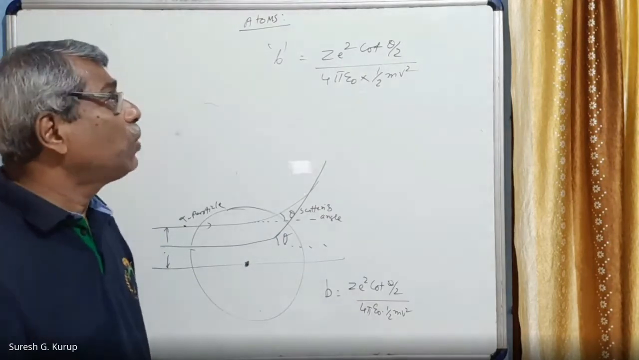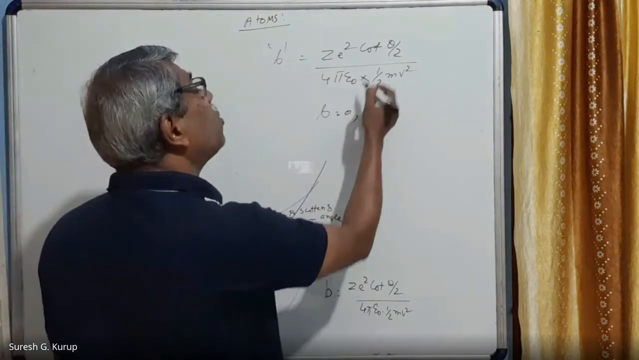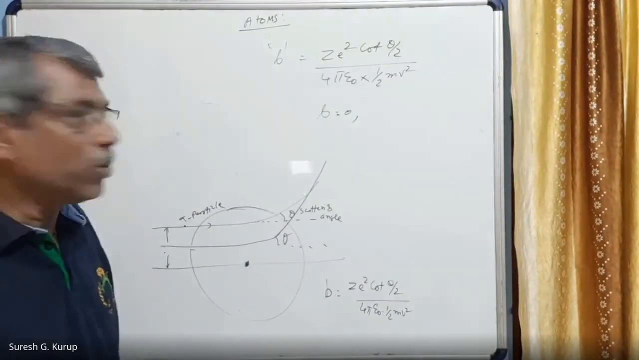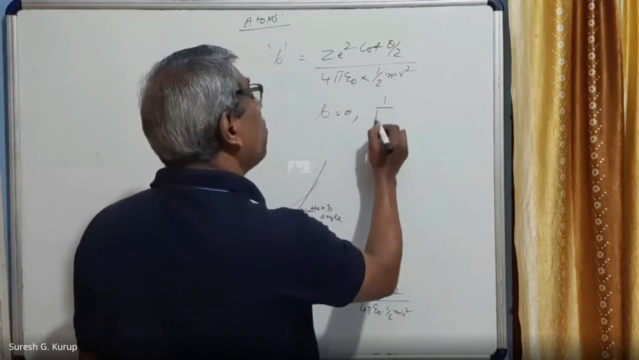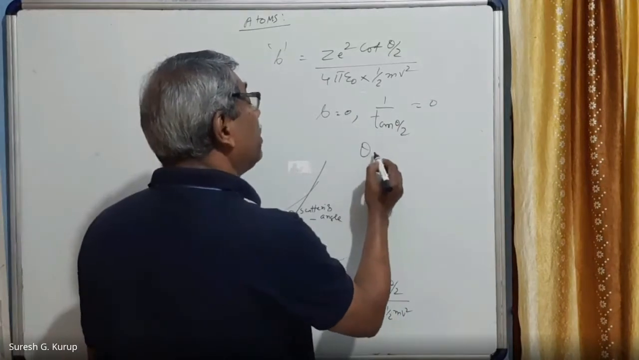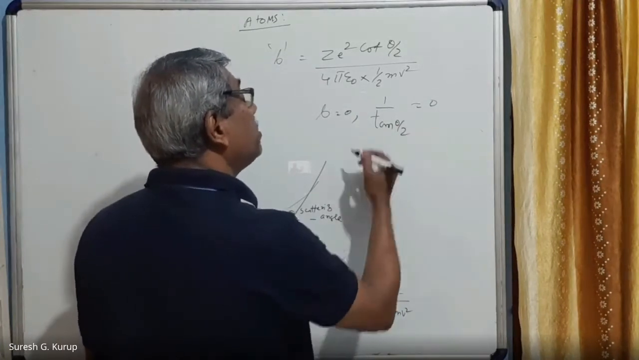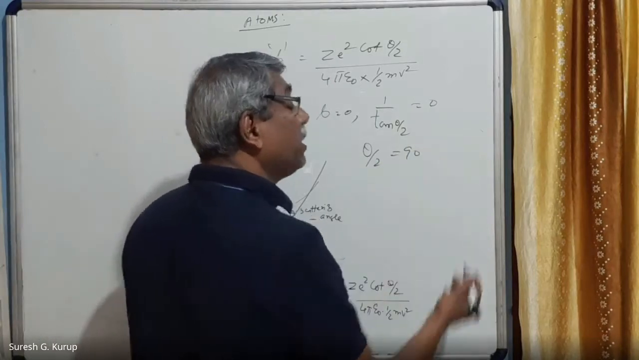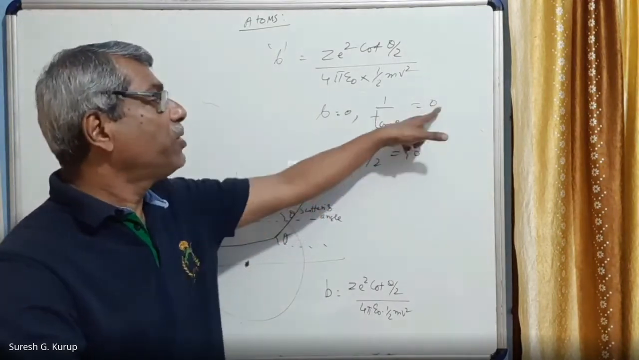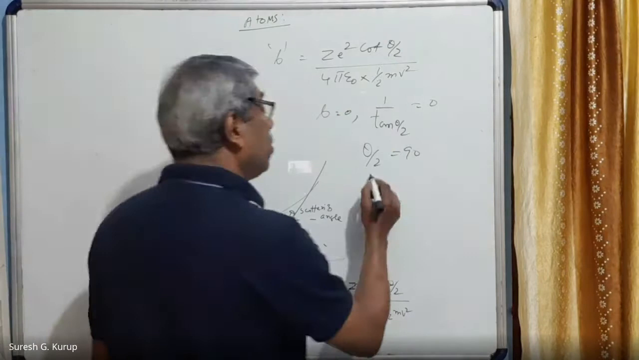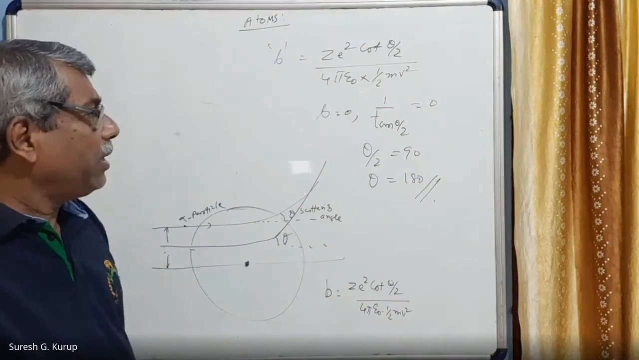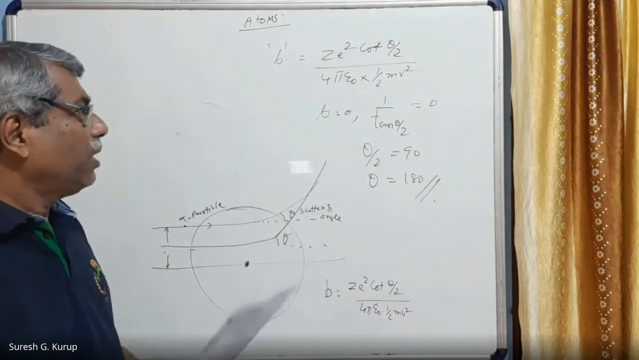If B is equal to 0, what does that mean? B is equal to 0 means cot theta by 2 must be equal to 0. Cot theta by 2 is equal to 0 means 1 by tan theta by 2 is equal to 0. It means tan theta by 2 is equal to tan 90, that is theta by 2 is equal to 90 degree. When theta by 2 becomes 90 degree, tan theta by 2 is equal to infinity, and 1 by infinity is equal to 0. Therefore, theta is equal to 180 degree. This is the condition.